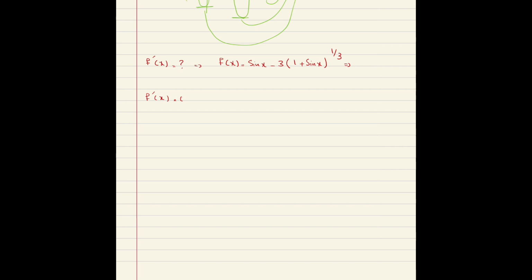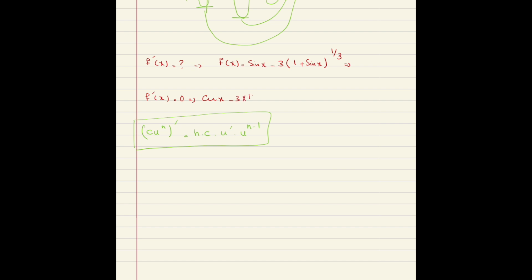So if you remember, we had a formula for derivatives that says the derivative of a constant times u to the power of another constant, or c times u to the power n, is equal to c times n times u prime times u to the power n minus 1. So we are going to make use of this and apply it to the second part of the function.